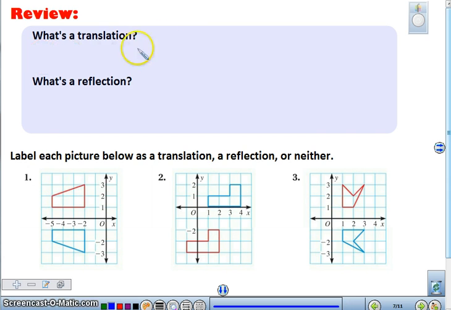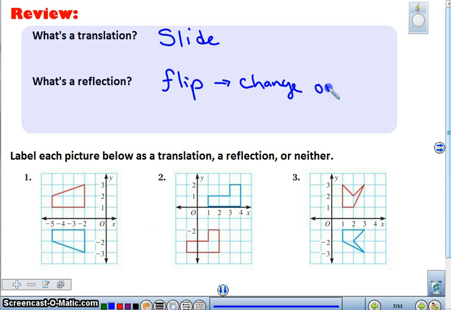So the key thing we want to review, what is a translation? A translation, remember, is a slide. Slide could be to the right, to the left, up, down. A reflection, the word that we like to think of, is a flip. And you're usually going to change the orientation. So flips change orientation. What do we mean by the orientation?